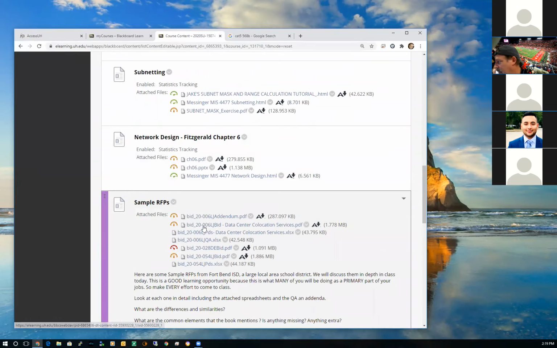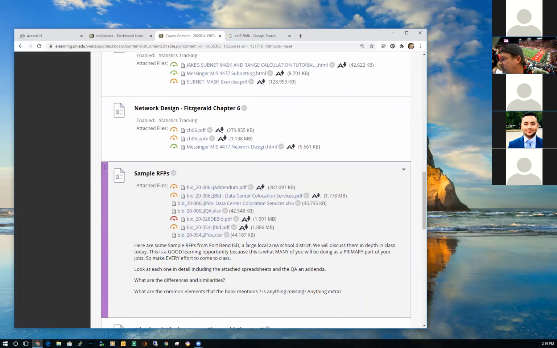Let me show you how to read these first of all. Do you see sample RFPs on the screen there? Each one of these bid numbers relates to a particular bid, so you'll see that, and that. Those 4 files right there all relate to the same bid because they're all bid 20-006 LJ. This one is these two here. Oh no, that one's by itself, and then there's two files there.